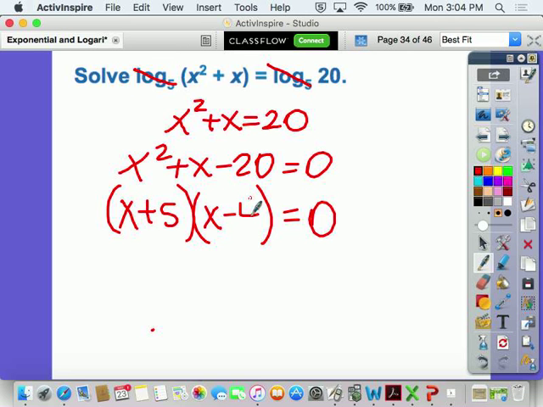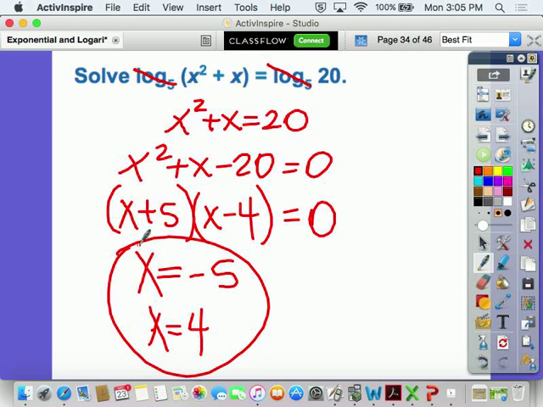Then you'll set both factors equal to 0 and x equals negative 5 and 4. Okay? Now one thing, guys, I've been doing something wrong. What have I not been doing the last couple of problems? I have not been checking. I checked the first one, I've just been rolling ever since. Probably because I'm running out of time. But you want to make sure, especially with log equations, that you check.